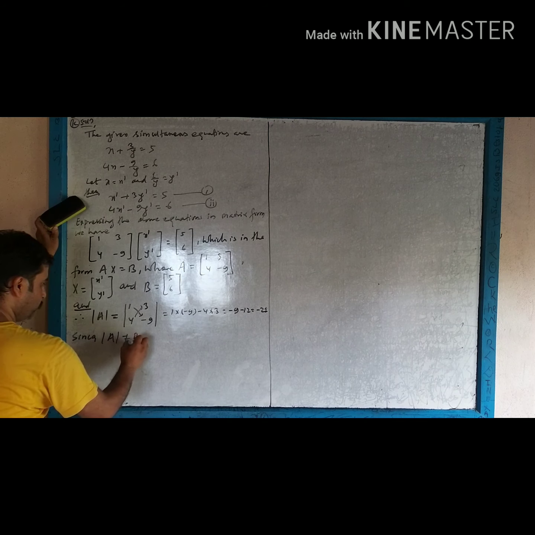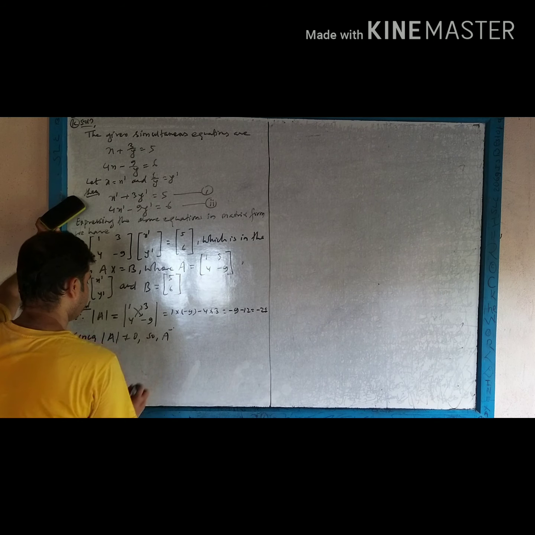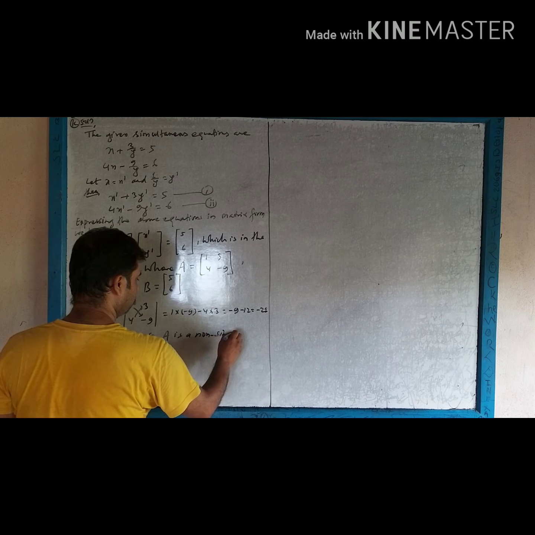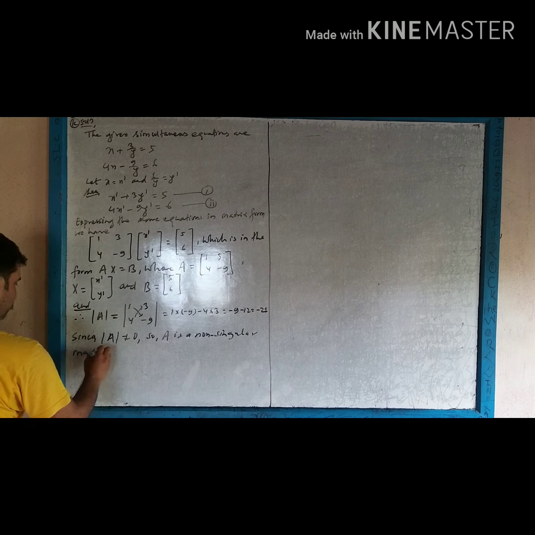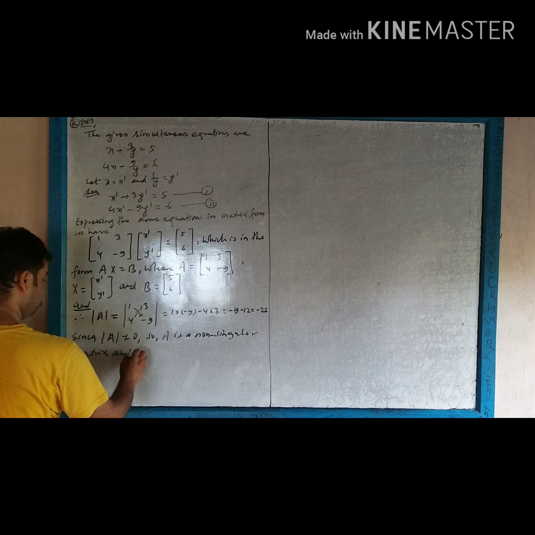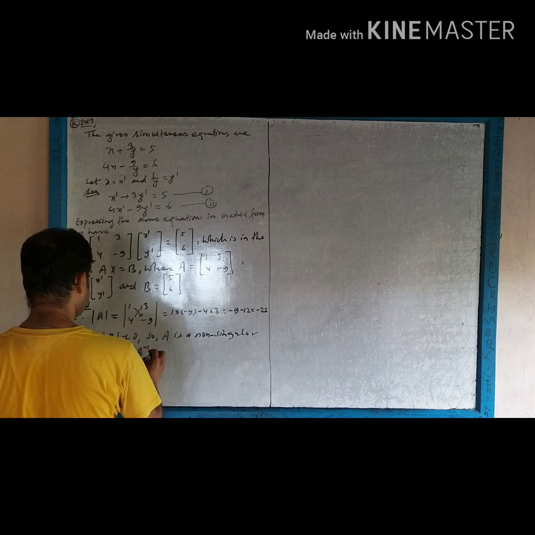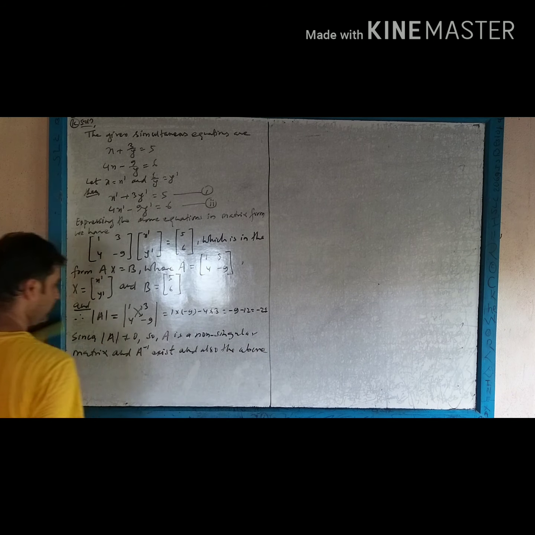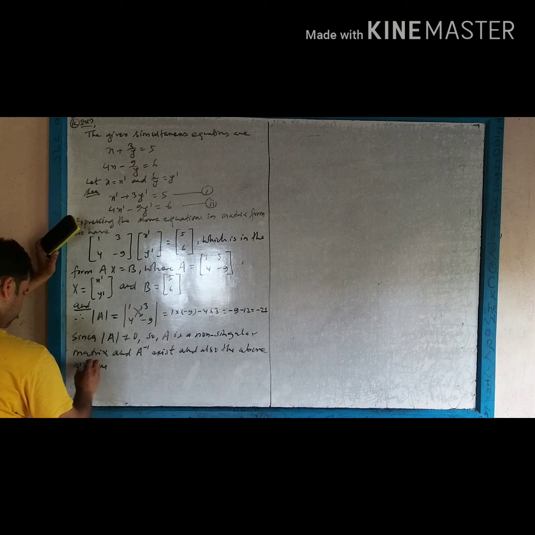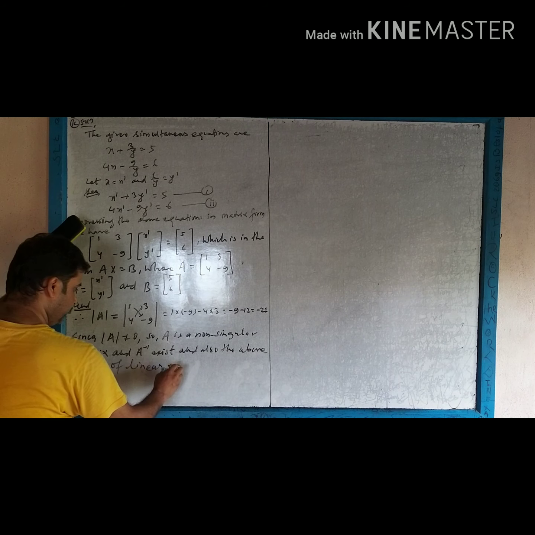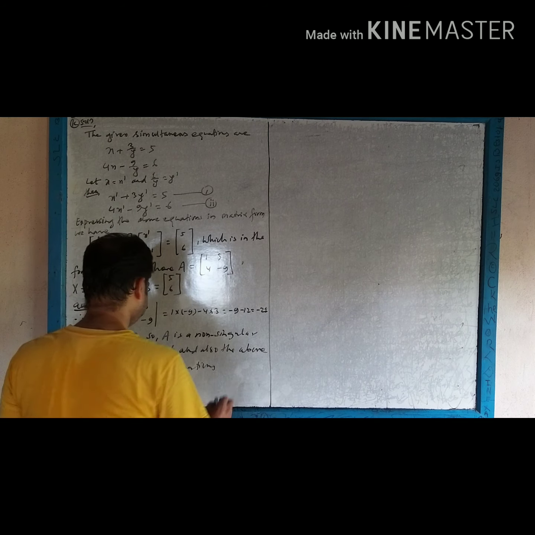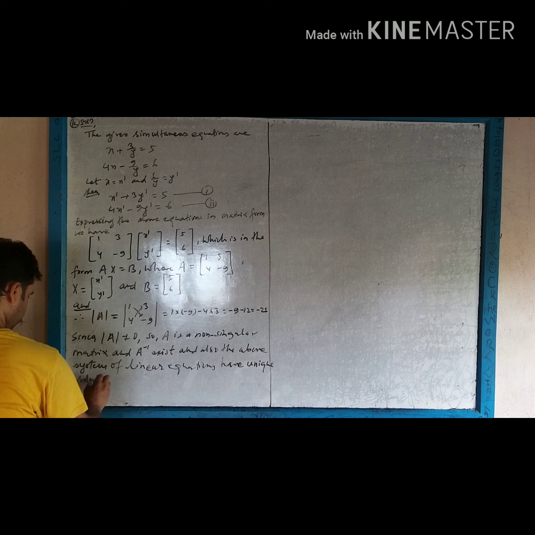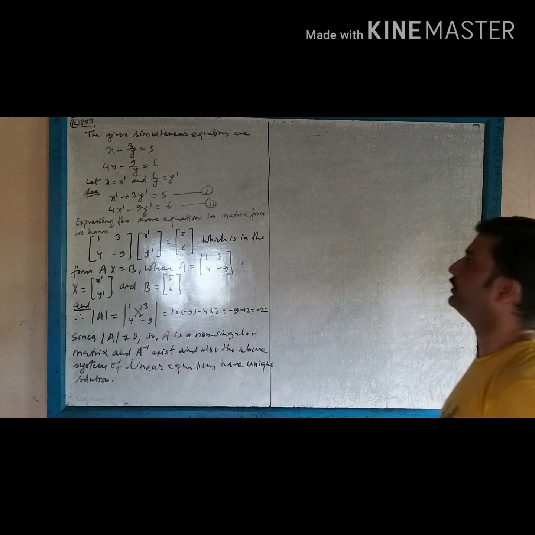Since the determinant of A is not equal to 0, A is a non-singular matrix and A inverse exists, and also the above system of linear equations has a unique solution.